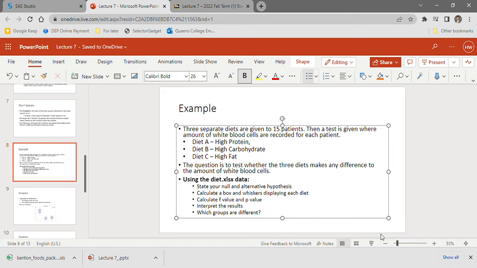My bad. Okay, so using the diet.xlsx data, we're going to state our null and alternative hypotheses. We're going to create a box and whiskers plot displaying each diet, and this is really going to help you visualize and see if there's a difference. We're going to calculate the F value and P value, which SAS is going to do, and then interpret the results. And then we want to know which groups are different. Okay, so now I'm going to toggle over to SAS.